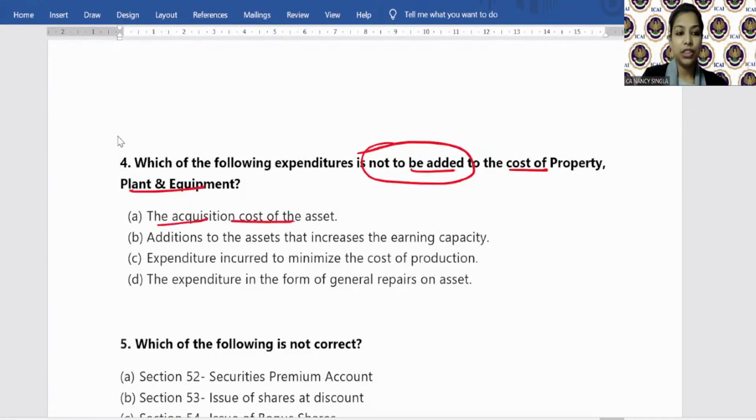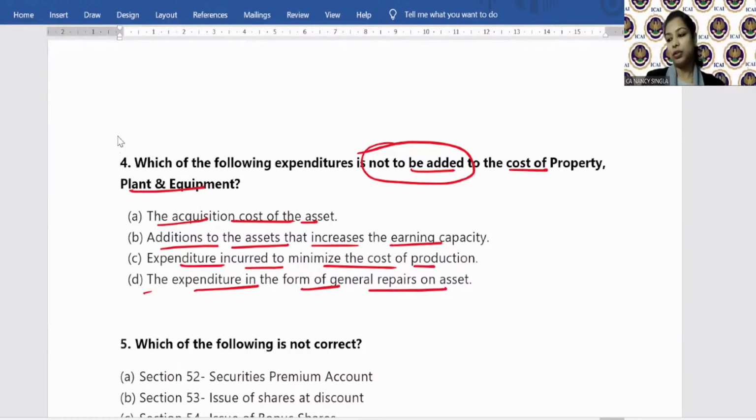Option A is the acquisition cost of the asset. Option B is additions to the asset that increases the earning capacity. Option C is expenditure incurred to minimize the cost of production. And option D is expenditure in the form of general repairs on asset. Please send in your replies. So which is not added, not to be added.